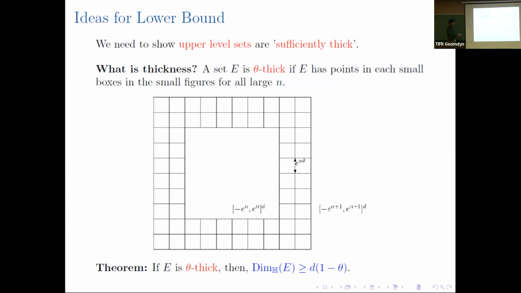And we want this to happen for almost all n, that's an important part. If one can prove such a thickness property, then there is an immediate lower bound for this kind of fractal dimension. One can prove that if E is theta thick, then the macroscopic Hausdorff dimension would be d times (1 minus theta), where d is the dimension of the space where E is embedded.